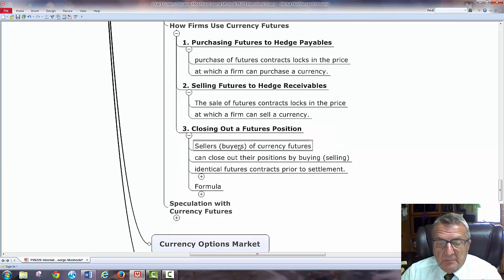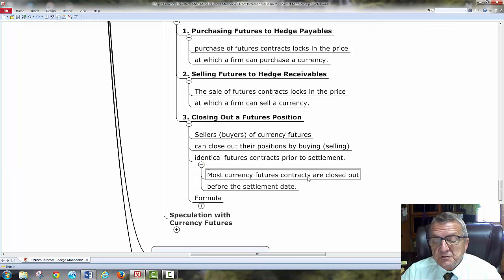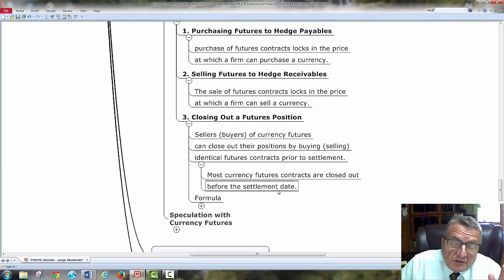Sellers, or what we would call buyers of currency futures, can close out their position by buying or selling identical futures contracts prior to the settlement. Most currency futures contracts are closed out before the settlement date. Doesn't mean you're already taken care of it before it, but in case it doesn't, it depends on what's happening with the currency.